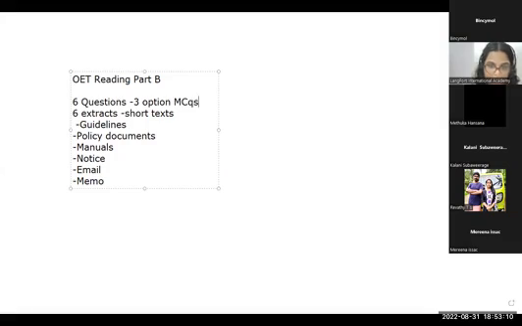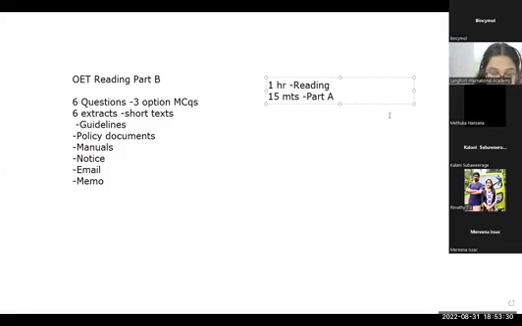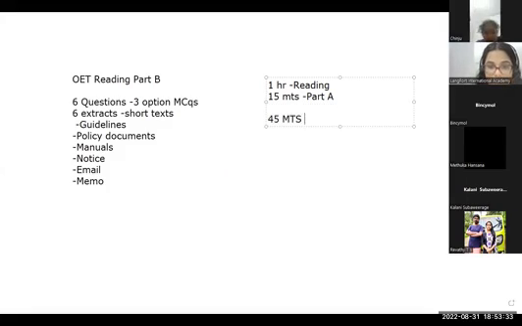In total, as all of you know, you have 1 hour to complete your reading. Out of this 1 hour, as we discussed yesterday, we will be spending 15 minutes for part A, and the remaining 45 minutes you have to complete parts B and C of your test.